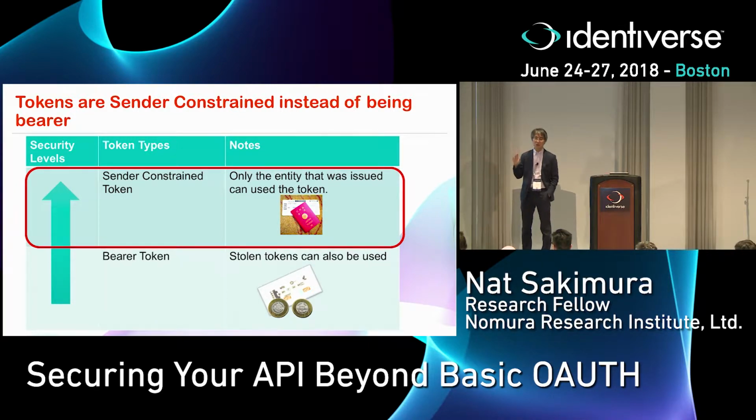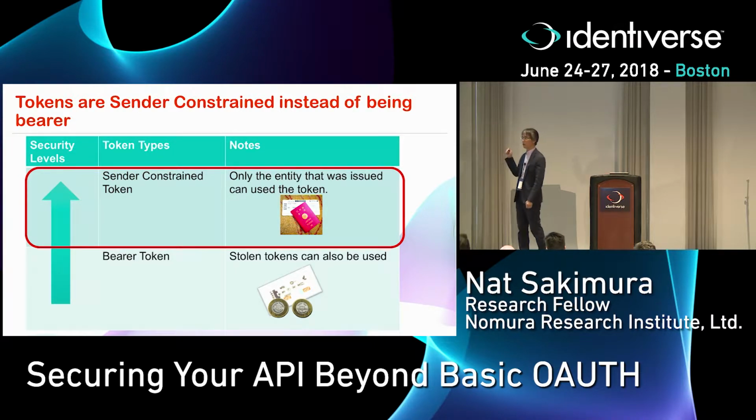A real world analogy of sender constraint token is airline boarding pass. Unlike the Paris Metro ticket, airline boarding pass actually has your name on it. And when you're using it, you actually have to show your passport together with it, right? And if the name and face doesn't match, you can't use it. So even if you lose your airline boarding pass and somebody picks it up, the person who picked it up cannot use it. That's the property of the sender constraint tokens.